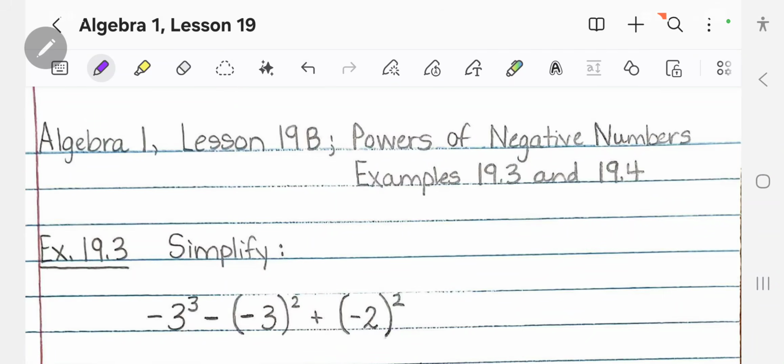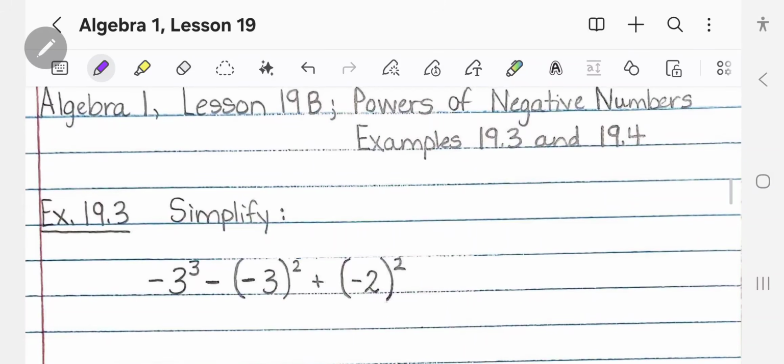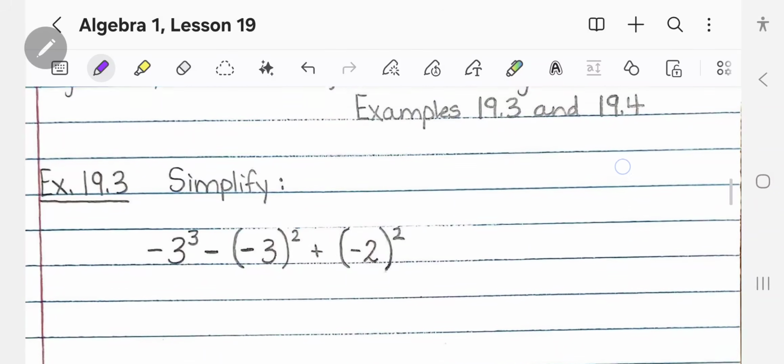This is Algebra 1, Lesson 19b, Powers of Negative Numbers. We're going to do examples 19.3 and 19.4. 19.3 says to simplify. First, we're just going to do the exponents. We're going to write them out, what they mean.